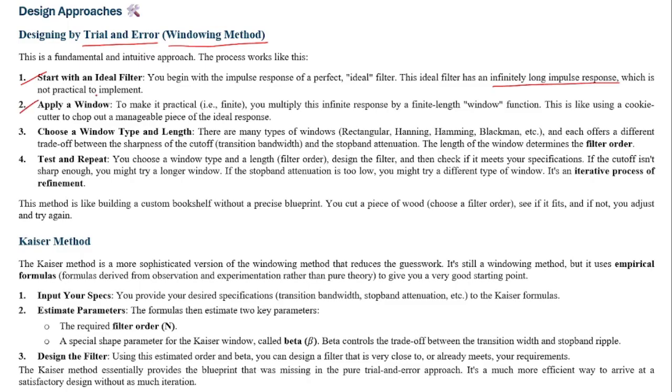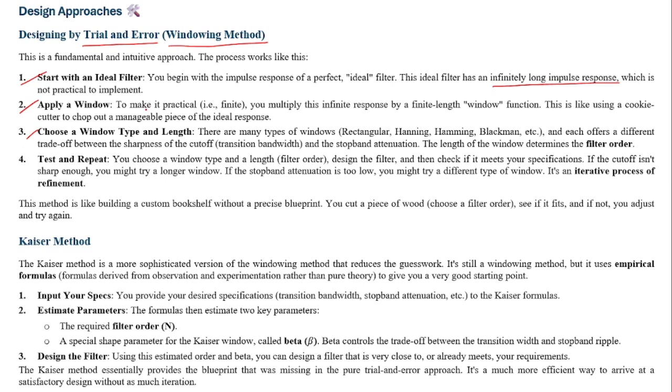So what is a window? A window is nothing but a time domain function which helps us truncate the number of coefficients of the filter. So we have to apply the window. When we apply the window, we have to choose what type of window we want to use and what the length of the window should be.